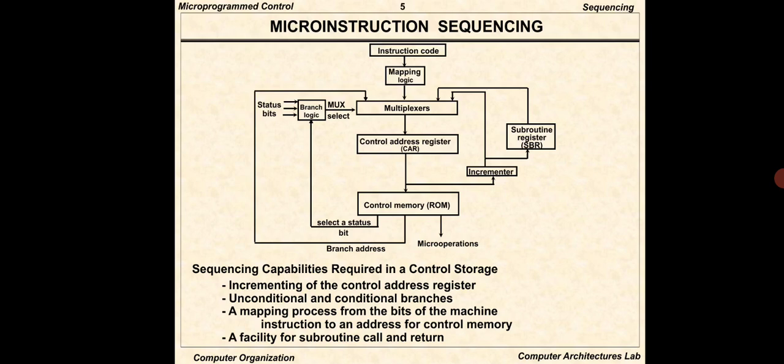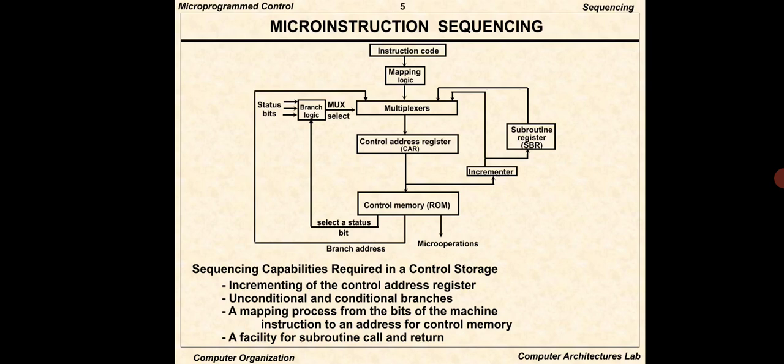So for the multiplexer, the selection bits are generated from the branch logic. This branch logic gives the multiplexer selection lines, whether it needs to go with inline sequencing, or subroutine sequencing, or branch sequencing, or next instruction sequencing. That will be selected by using this branch logic selection. Based upon these selection bits, the multiplexer gives the output address.